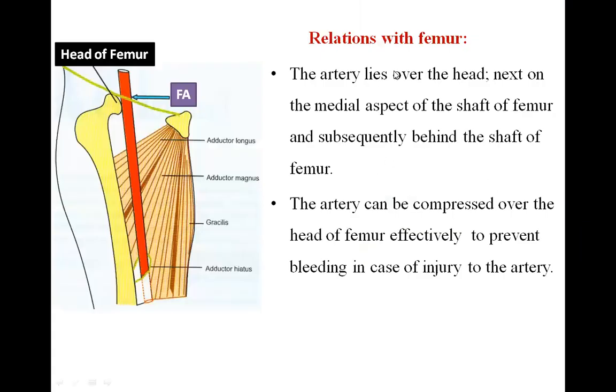Now coming to the relations of the femoral artery with the femur. The artery lies over the head of the femur, next on the medial aspect of the shaft of the femur, and subsequently behind the shaft of the femur. So here is the relation that it lies along with the head of the femur. Then it lies along the medial aspect of the shaft of the femur and subsequently it passes behind the shaft of the femur. The artery can be compressed over the head of the femur effectively to prevent bleeding in case of injury to the artery. So here the artery can be pressed to prevent the bleeding.